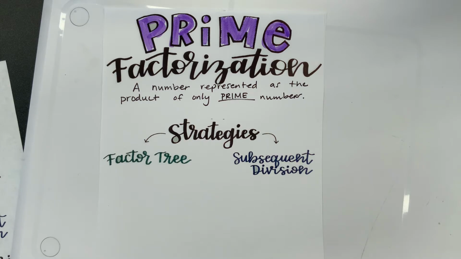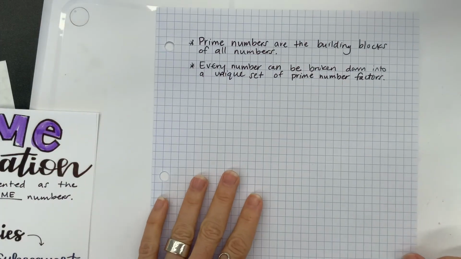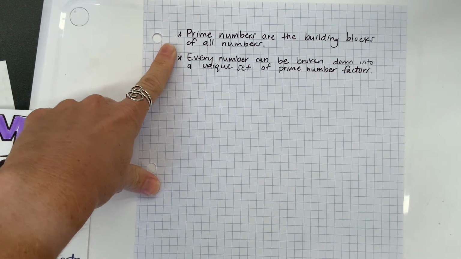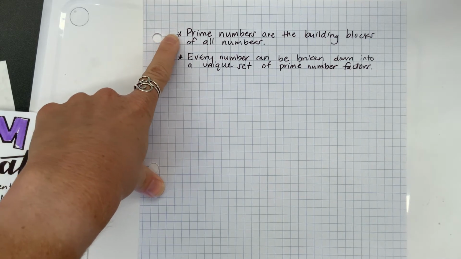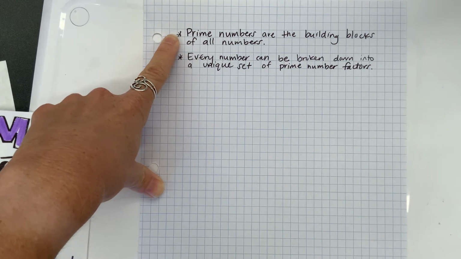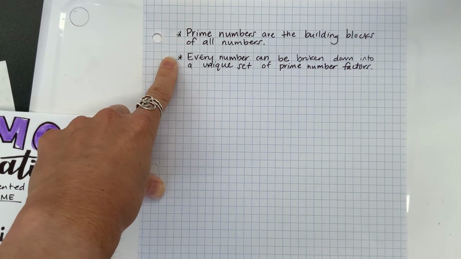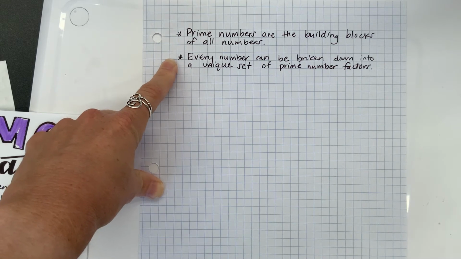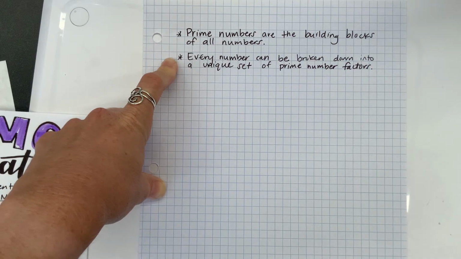Okay, so next to where you're going to put your guided notes in your math journal, if you could write the following sentences and pause if you need to catch up and write. So prime numbers are the building blocks of all numbers. So when you do the prime factorization, you want to break down each of those numbers down to their base building block, into their prime numbers. And every number can be broken down into a unique set of prime number factors. So every number is made up of a different set of ingredients.